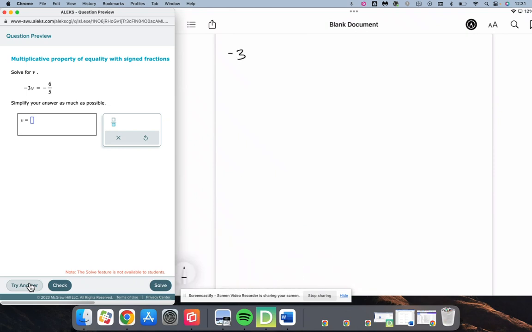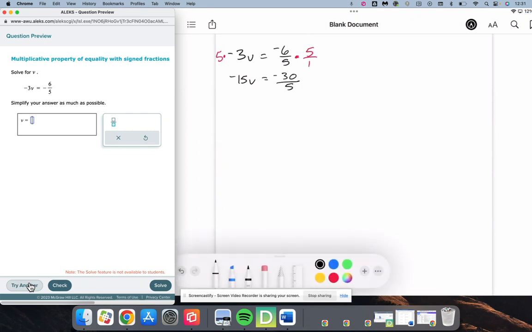We have negative 3v is equal to negative 6 over 5. Our denominator is 5, so I'm going to multiply everything on both sides by 5 because I know that will make my fraction divide out evenly and go away. We have negative 15v is equal to negative 30 over 5. We need to see that the fraction on the right is going to divide out evenly. We have negative 15v is equal to negative 6.